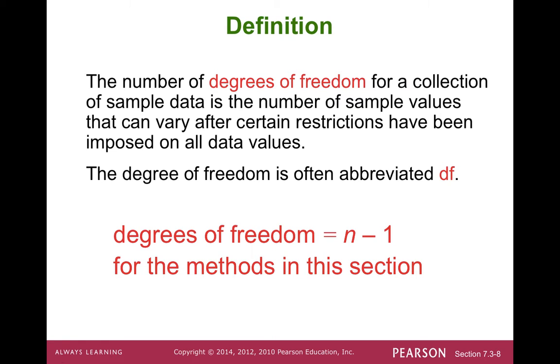Okay, so some definitions. The number of degrees of freedom for a collection of sample data is the number of sample values that can vary after certain restrictions have been imposed on all the values. And we abbreviate degrees of freedom by DF. And basically, degrees of freedom are n, which is your sample size, minus 1. And we're going to learn some different methods in this section where we're going to use these degrees of freedom.